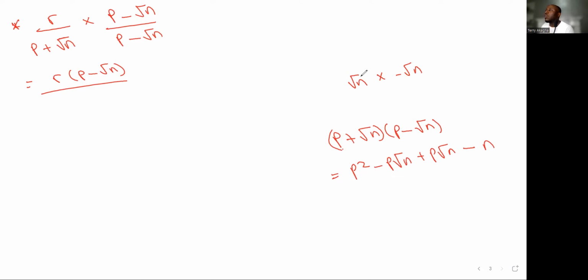Because we have plus root n times minus root n. So root n times root n will give us n, plus times minus will give us minus. So this will cancel this. You're going to have p squared minus n. So it's going to be over p squared minus n. And when you open the bracket in the numerator, it's going to be rp minus r root n divided by p squared minus n.